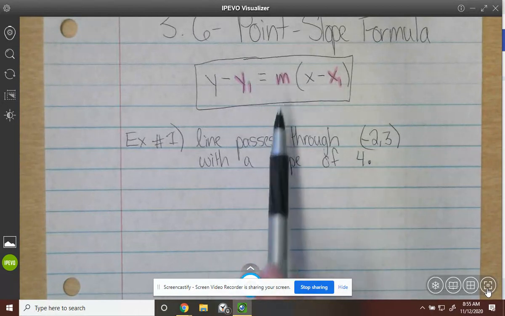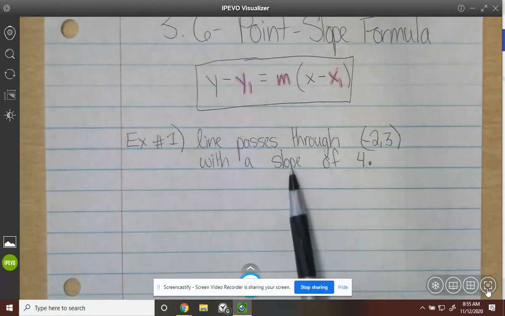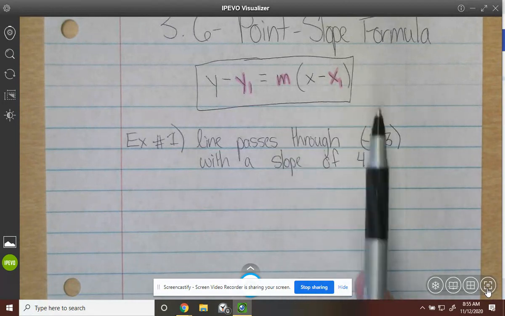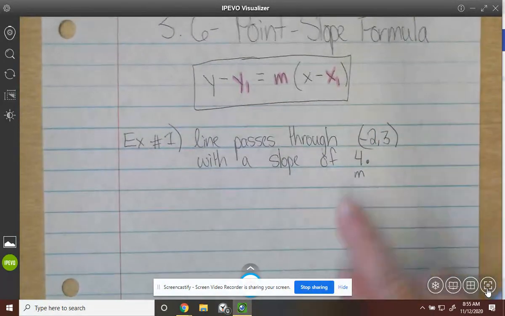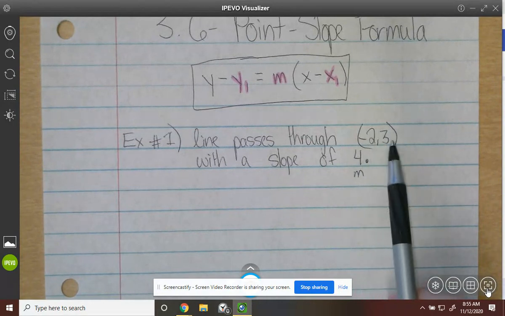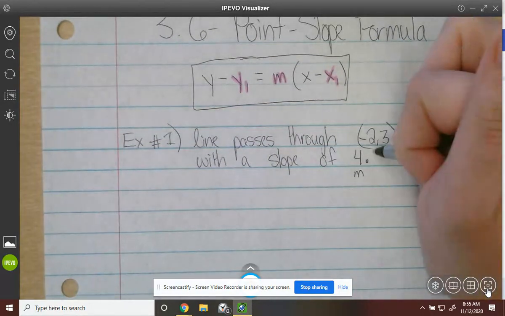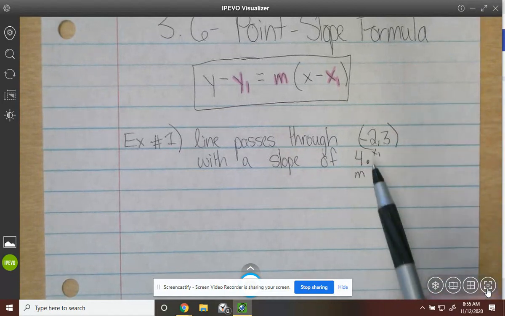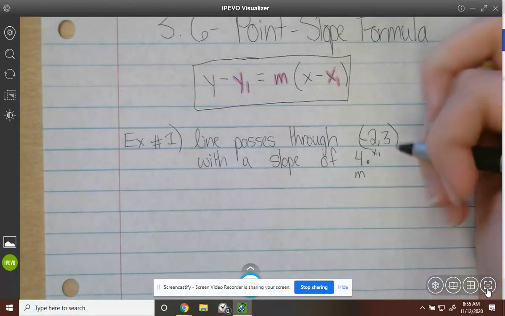What do you think is 4? It's my slope. What letter up there represents slope? m. So 4 is m. And then -2 and 3. -2 is going to be my x1 because it's my x, so the coordinate 3 is going to be my y1.